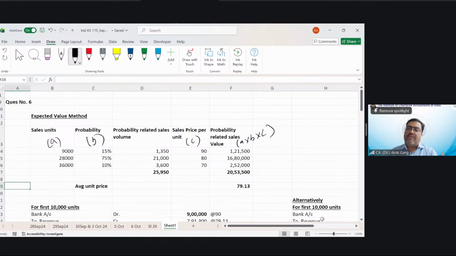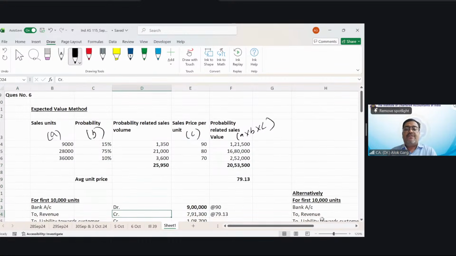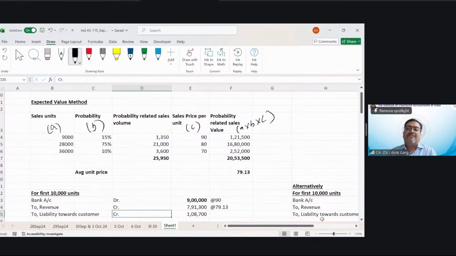Now, my dear friends, let's solve this question for the first 10,000 units. There are buckets available, and the total probability related sales volume is 25,950 units. For the first 10,000 units, you know your price has to be 90 rupee, so you will receive 90 multiplied by 10,000 units, which is 9 lakh rupee. But you will recognize the revenue at the average unit price, which is 79 rupee 13 paisa.